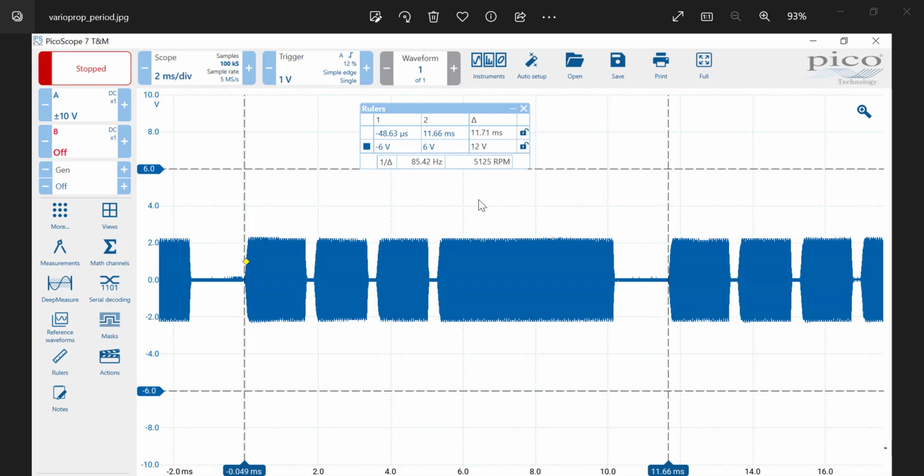In the last video, we looked at the Varioprop system for remote control of model airplanes, and the signal we captured off air. The carrier here is 27.145 megahertz. And the signal typically is a repeating pattern of 4 bursts.